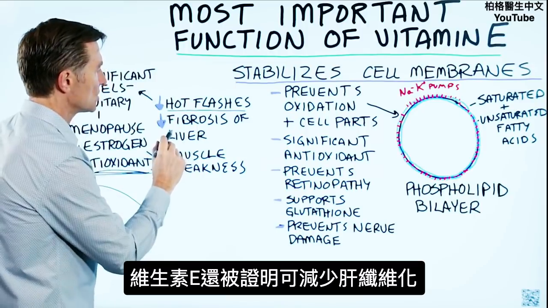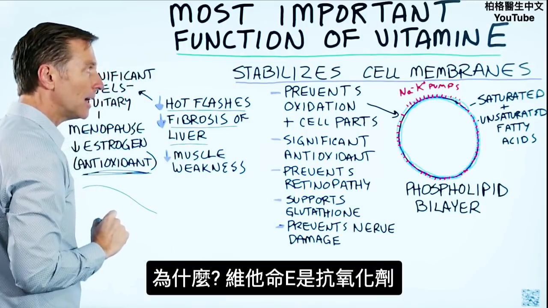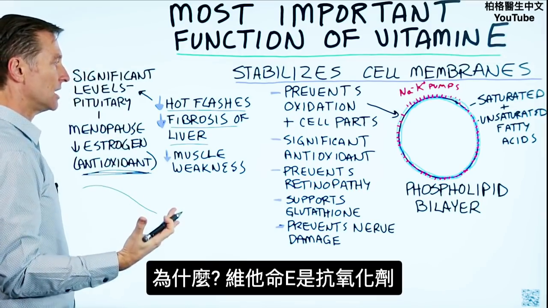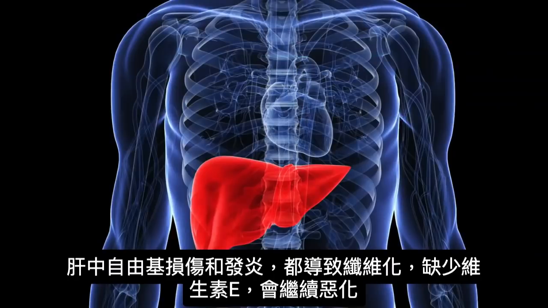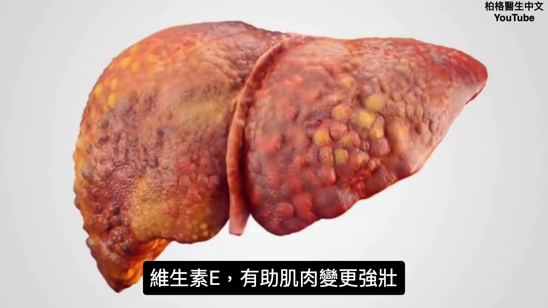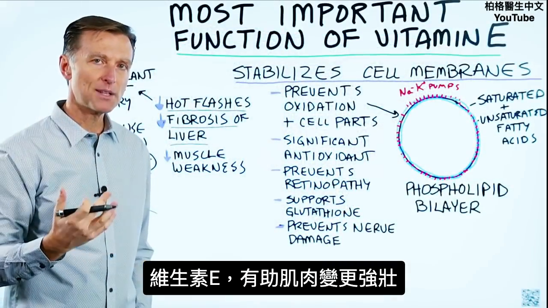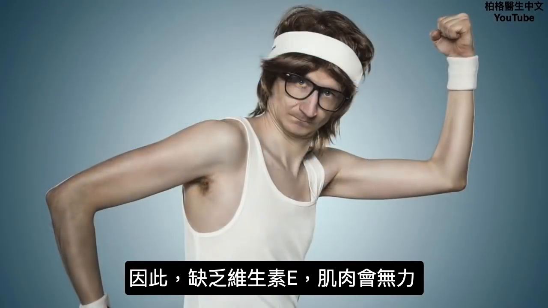Vitamin E also has been shown to decrease fibrosis of the liver. Why? Because it's an antioxidant, and fibrosis occurs from all the free radical damage and inflammation in the liver, and without vitamin E, it can continue, so it can help mitigate cirrhosis. Another thing that happens when you take vitamin E is your muscles seem to get stronger. So if you're deficient in vitamin E, your muscles will be weaker.